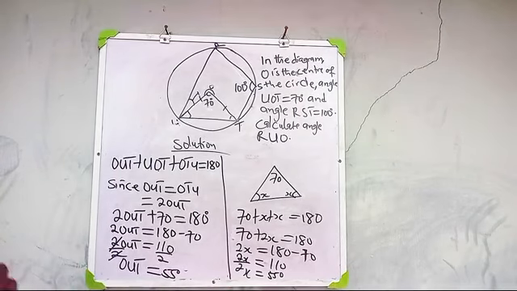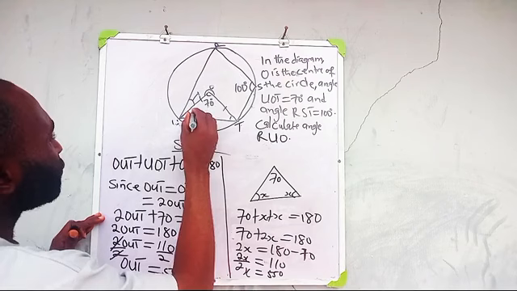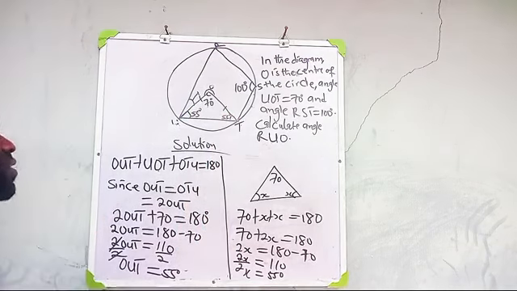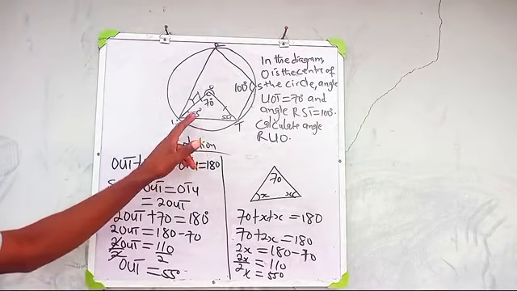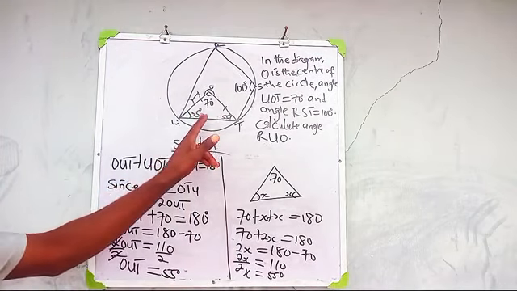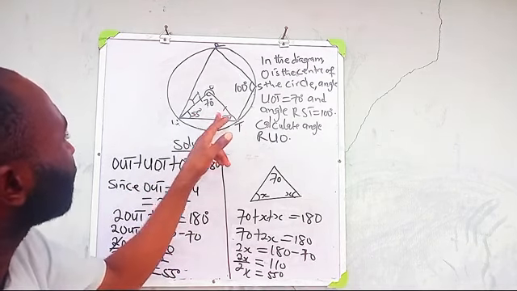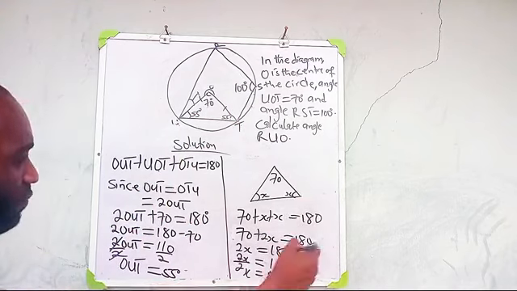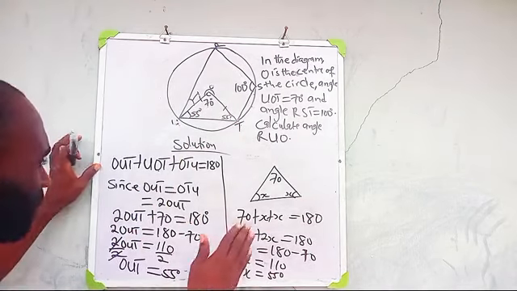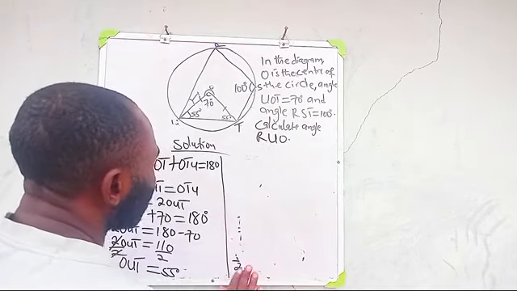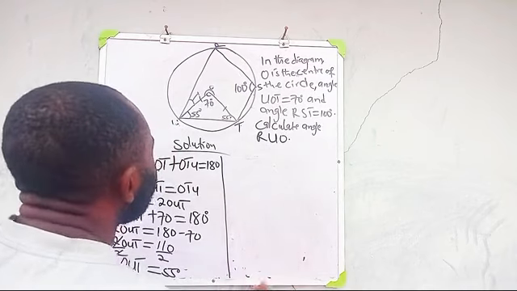So which means here becomes 55 degrees and here becomes 55 degrees, because the base angles of an isosceles triangle are always the same. So here is 55, here is 55, as I explained from here. But that is not what the question says we should find. So let's find what the question is requesting.